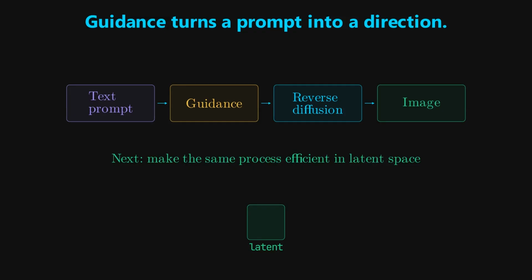A good way to think about it is this. The model asks itself two questions. Where would I go without the prompt? And where would I go with the prompt? The difference between those answers becomes the steering direction.